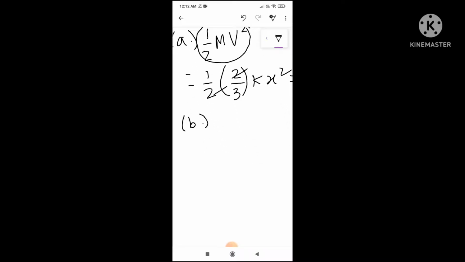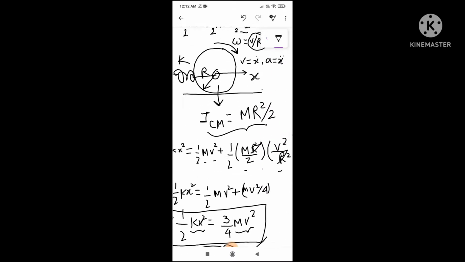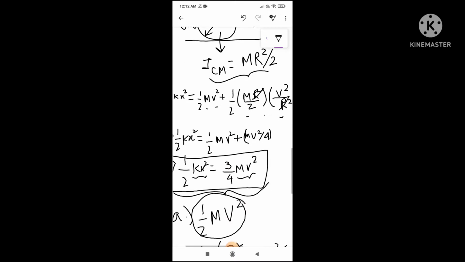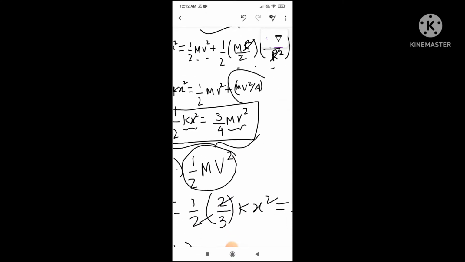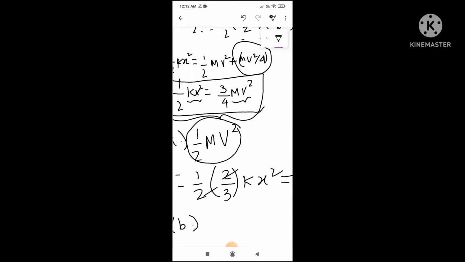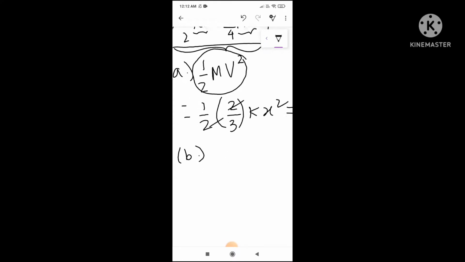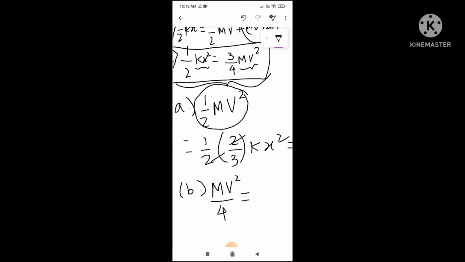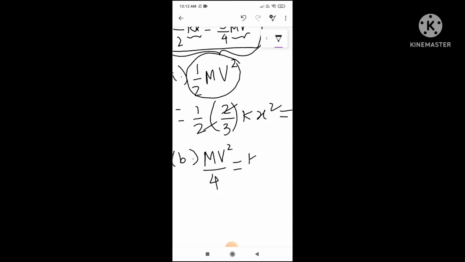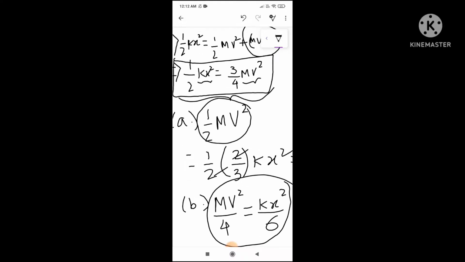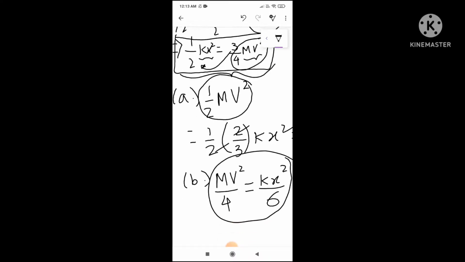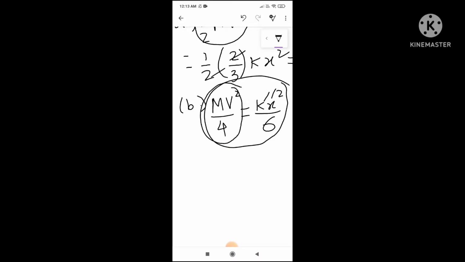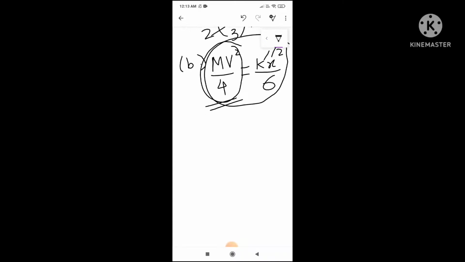For rotational kinetic energy, that is part B of the problem, what do we have to find out? Half ICM omega square, right? That is mv square by 4. This is the rotational kinetic energy. So mv square by 4 in terms of k and x, how much? It is kx square by 6. I hope you get it. We are getting it from this equation, right? See, mv square by 4. So I place the 3 here, I transpose it, so I get kx square by 6. You plug in the values of k and x, you get the rotational kinetic energy as well. This is how we solve the problem.